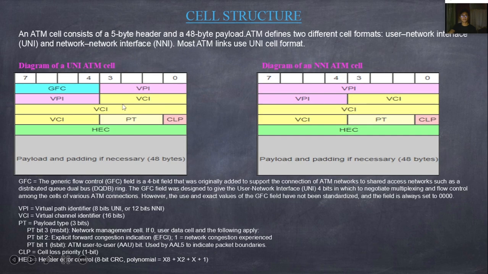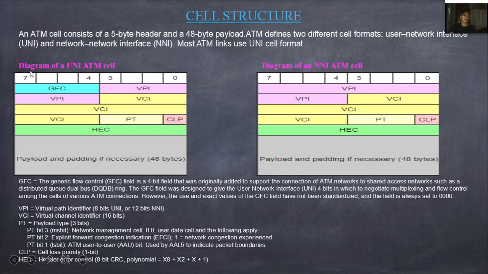So, the cell structure of the ATM. An ATM cell consists of a 5-byte header and 48-byte payload. ATM defines two different cell formats: user network interface, or UNI, and network-to-network interface, or NNI. Most ATM links use the UNI cell format.